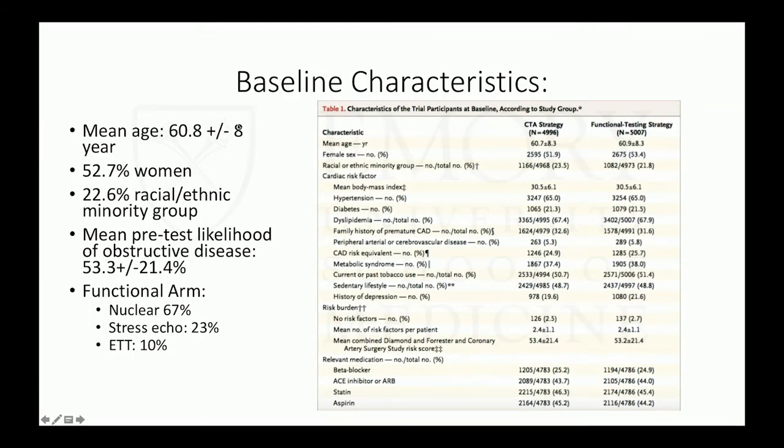And so the baseline characteristics were similar in both groups. The average age was 61, about half were women. The mean pretest likelihood of coronary disease by use of Diamond-Forrester criteria was 53.3. So the right population, the intermediate risk population that we're really trying to further evaluate. About 2/3 of the patients in the functional arm underwent nuclear perfusion imaging, and then the rest underwent either stress echo or ETT.